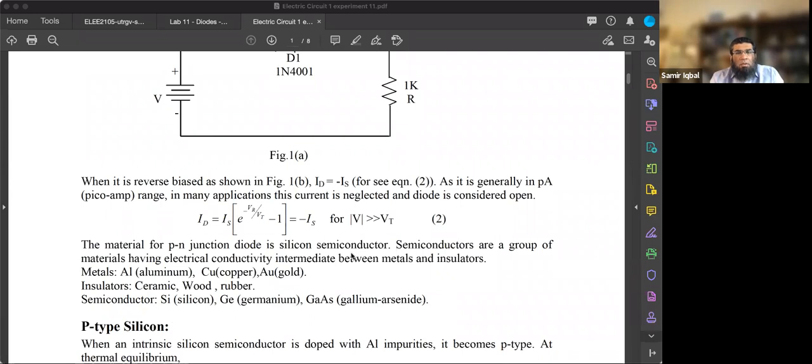There's also a part to the reverse bias. If you crank up to a very large reverse bias, then it starts conducting in that direction as well. But we'll look at that later.